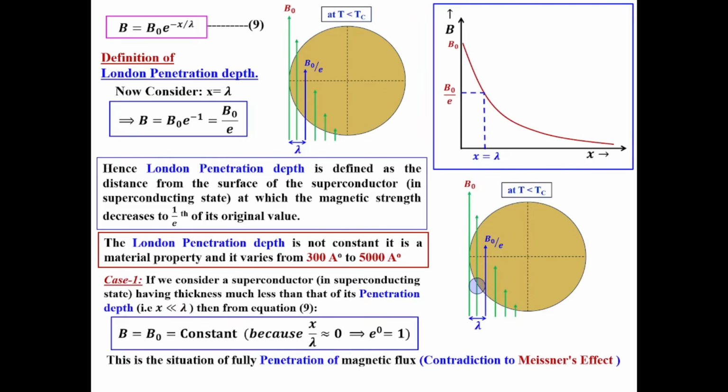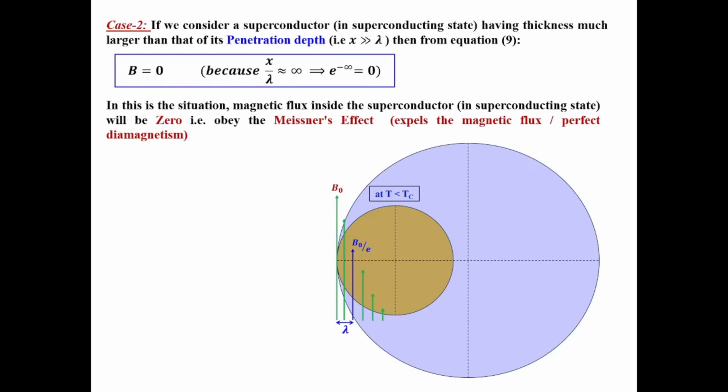Now consider case 2, in which the thickness of the superconductor is very large compared with the initial thickness. Initial thickness we considered this one. Now in case 2 the thickness is much larger than the initial thickness, much larger than lambda, the penetration depth. In this case what is going to happen?